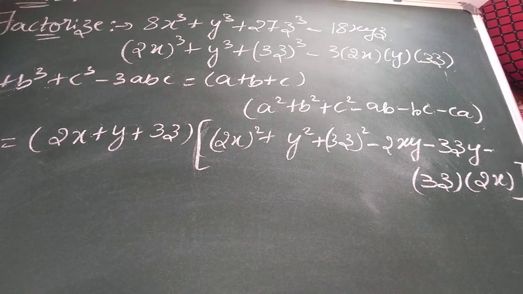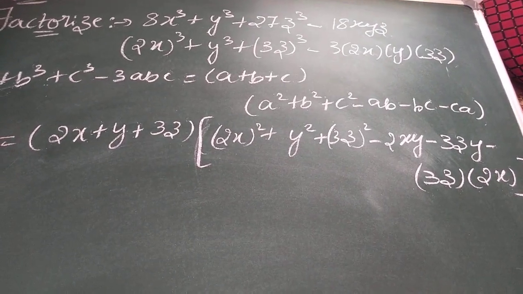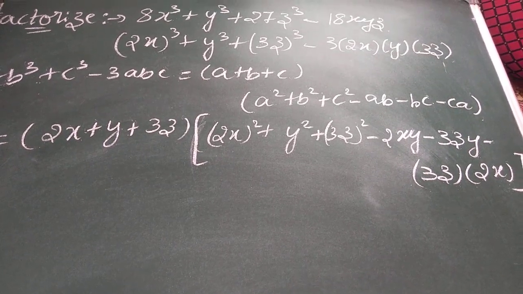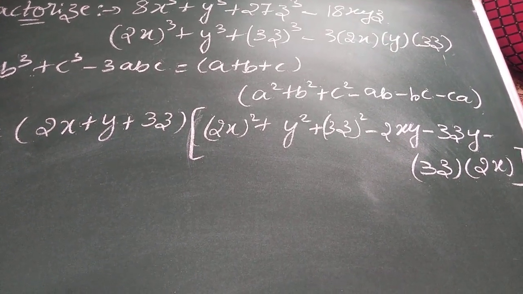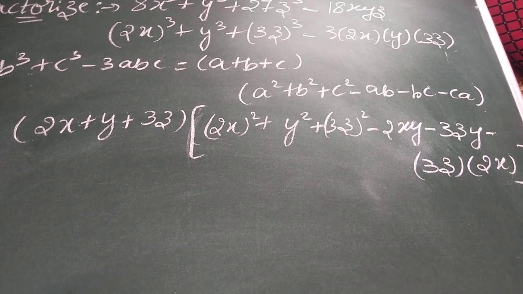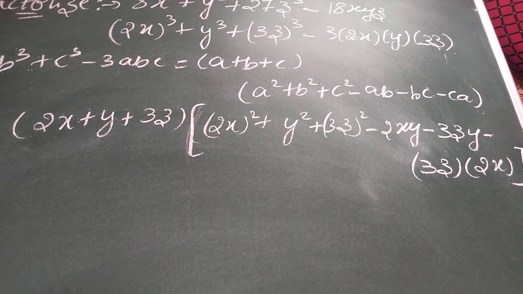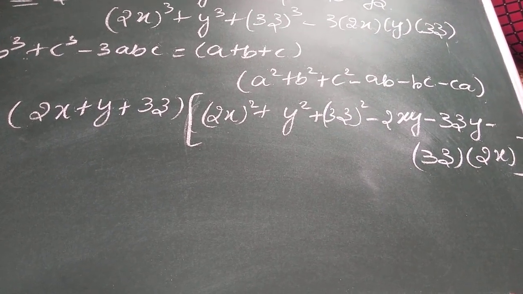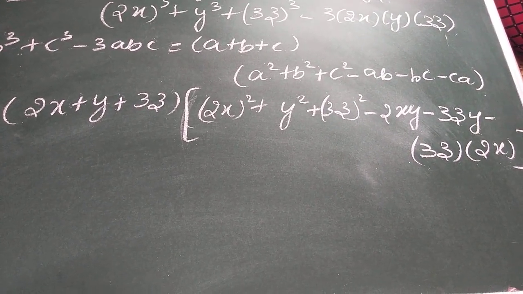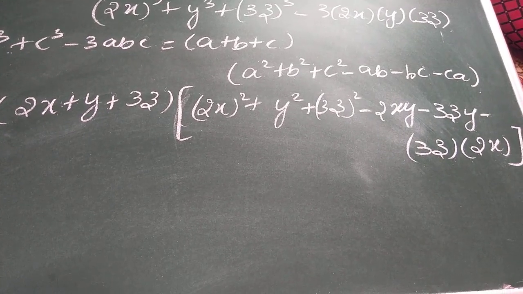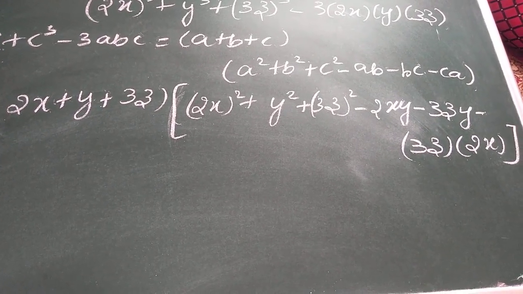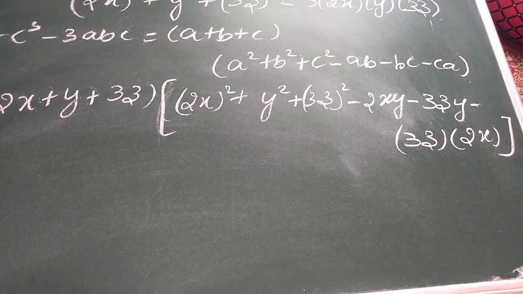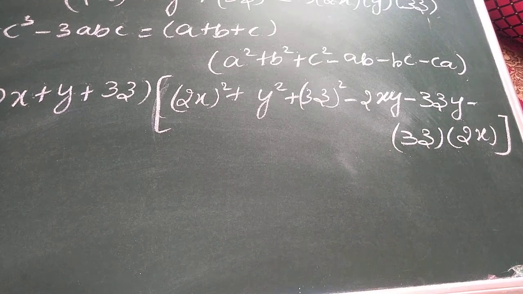So look here children, now I have substituted the values. Wherever there is A, I have written 2x. Wherever there is B, I have written y. Wherever there is C, I have written 3z. A square means 2x whole square, B square means y square, C square means 3z whole square. A into B is nothing but 2x into y, because A is 2x and B is y. In a similar way, BC is y into 3z and CA is 3z into 2x.